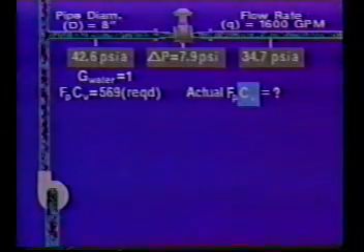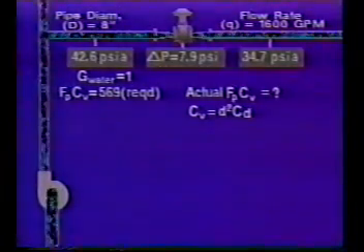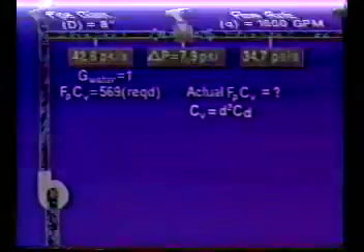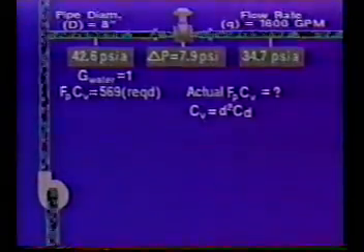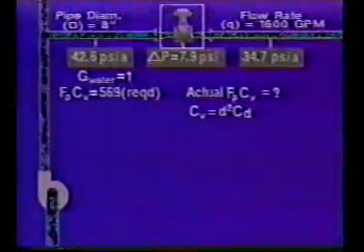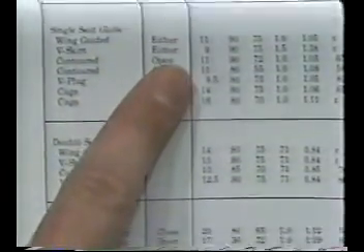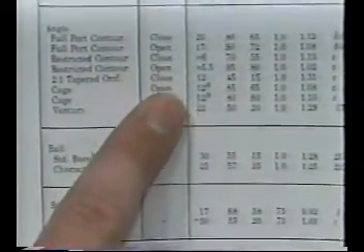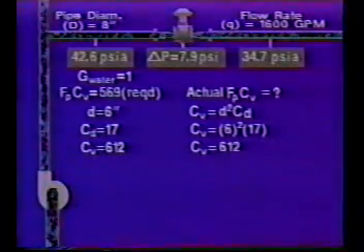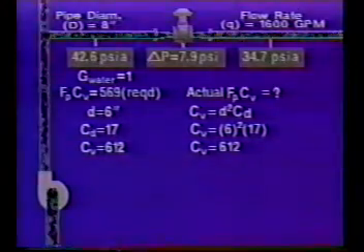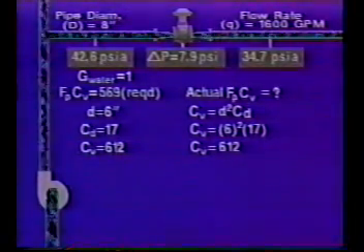Let's do C sub V first. This is the equation used to calculate C sub V, where D is the diameter of the valve inlet and C sub D is the relative capacity factor for the valve. We know the diameter of the valve inlet is 6 inches. The relative capacity factor is available in reference tables, such as this. As you can see, the value of C sub D for a 60-degree butterfly valve is 17. Substituting values into the equation yields a value of C sub V equal to 612.